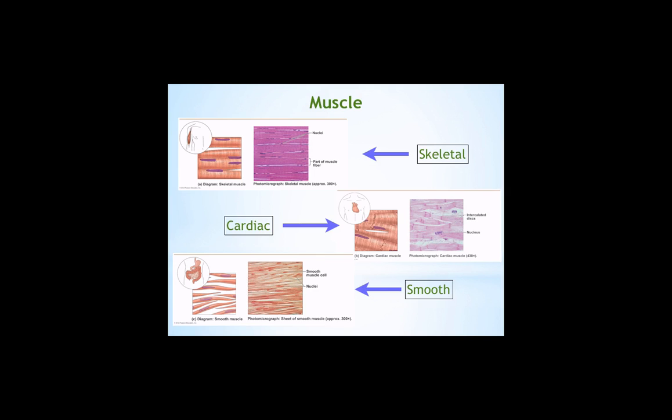Cardiac cells, again, are elongated. They've got a single nucleus. It's showing you in the slide on the right the intercalated disc, through which nervous impulses are passed. And we'll talk about that when we come to the cardiovascular system. It's not under voluntary control, and that's the same for smooth muscle, which is single cell, elongated, and with one nucleus.